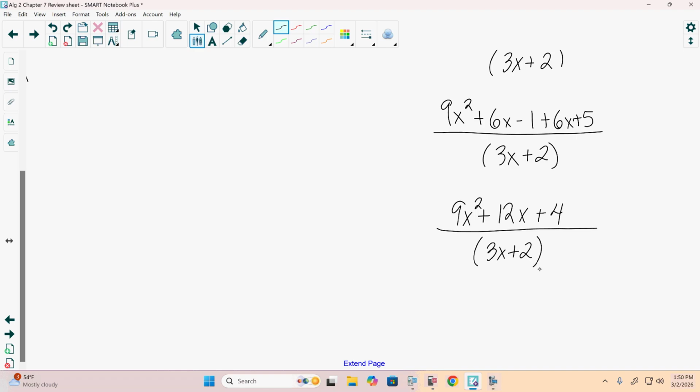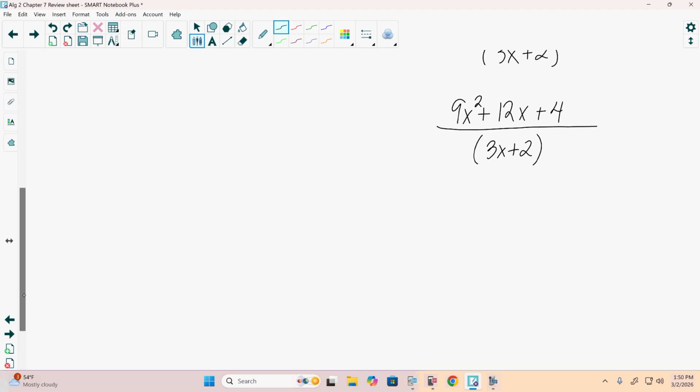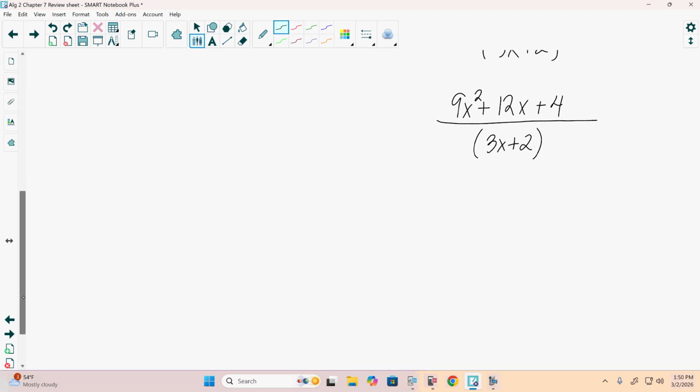Questions on how we factored or got to this point here? Now we could say this is the final answer as long as nothing factors and nothing reduces, because at this point the 3x on bottom and the 9x squared on top won't cancel because we have that plus and minus. We have all the pluses on top.